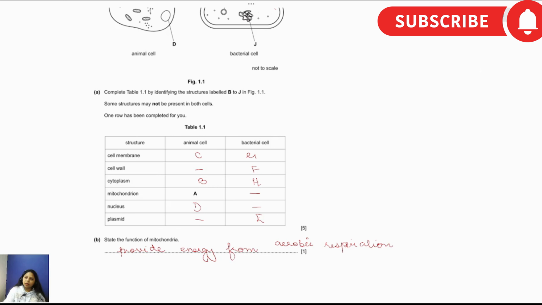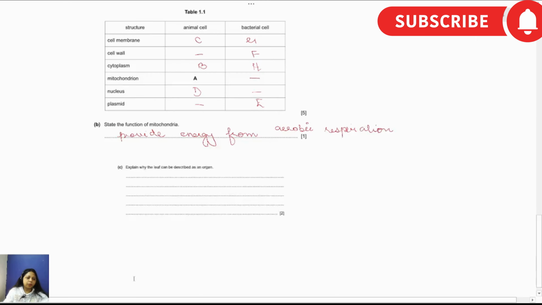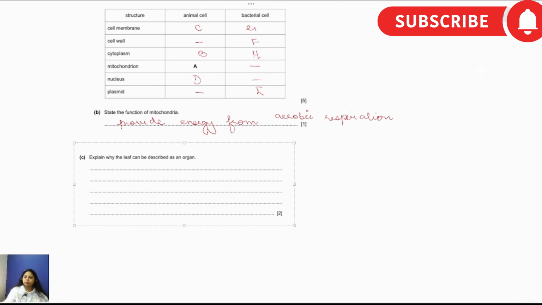Again, a table is given. So we haven't done this. This is related to reproduction, so we haven't discussed it yet. Though we have another question: why leaf is considered as organ? Okay, answer this question. Good. Okay, then I have one again. These are relatively easy questions as compared to the other chapters.